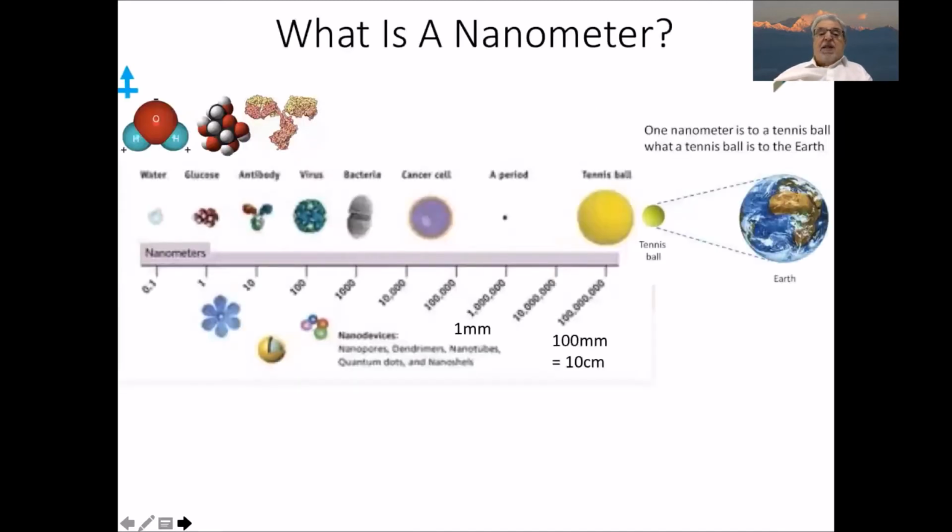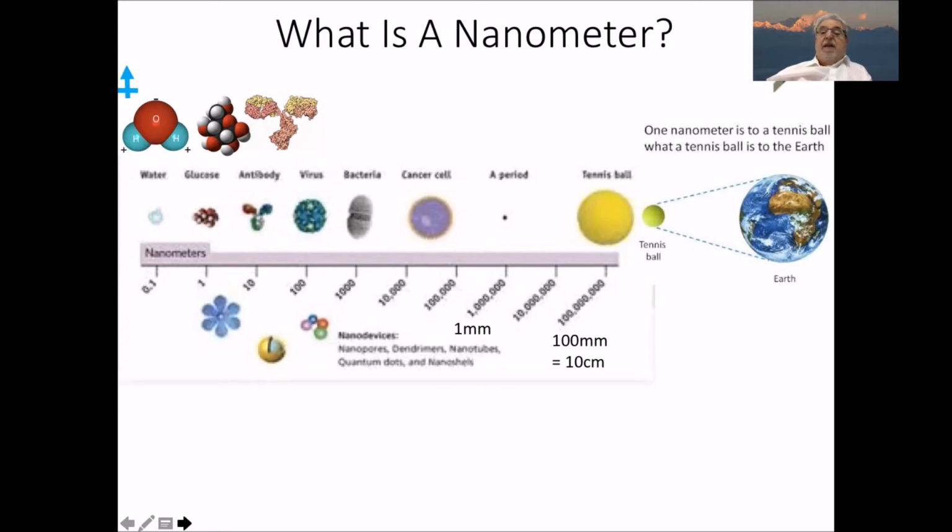So here is a scale of different materials that we could relate to that are in the scale of nanometers. For example, a water molecule is only 0.1 nanometer. That means 1 angstrom. A hydrogen atom is 0.5 angstroms. A water molecule is 2 hydrogen atoms and an oxygen.